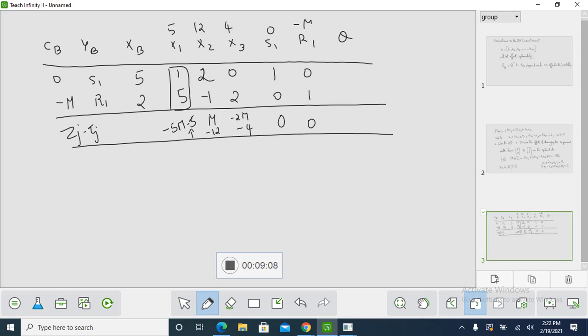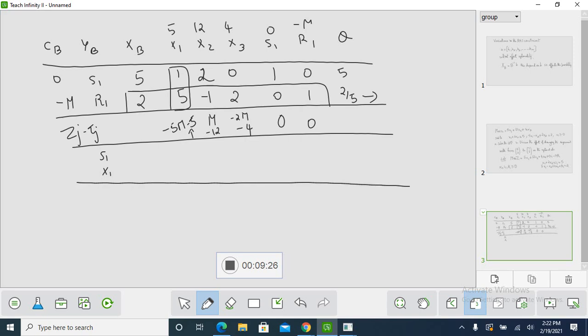One will be 5. The other will be 2 by 5. So 2 by 5 leaves. So my R1 will leave. What is entering? X1. So I will have S1 and X1. Yes, anything I have made wrong? Everybody is getting the same value? X1. Yes. So I have an S1 and an X1.